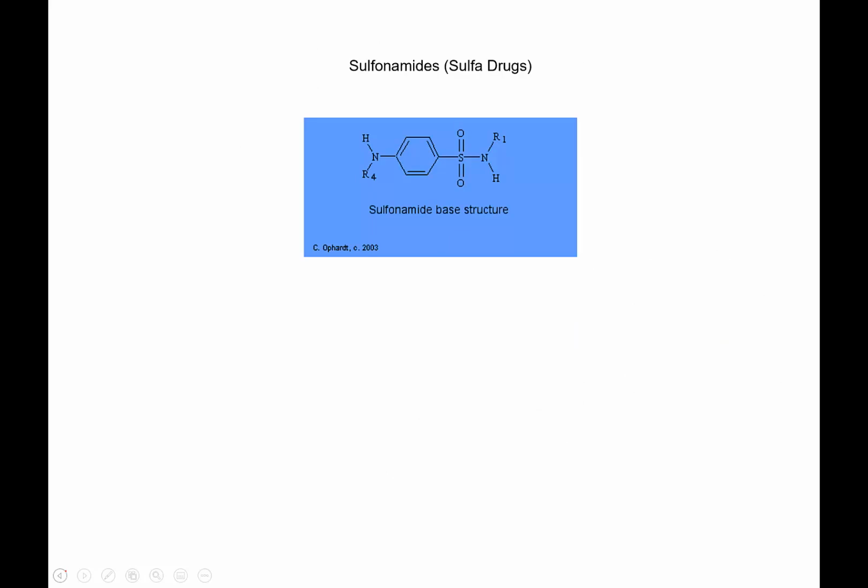Now, this is the structure of a sulfa drug. Basically, what you have is an amine on the benzene ring, and then over here you have the sulfa part, where you have another amine attached to an SO2 group. That's the basic structure. You can vary the different alkyl groups that are attached to the nitrogens, and you can make a variety of different sulfa drugs. Some are more effective than others.